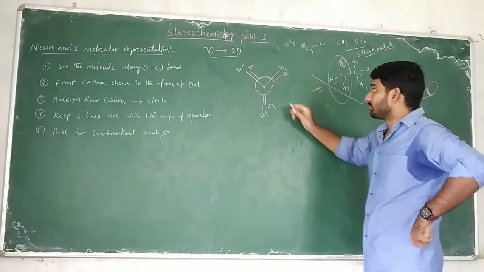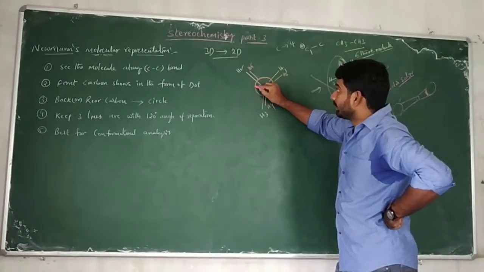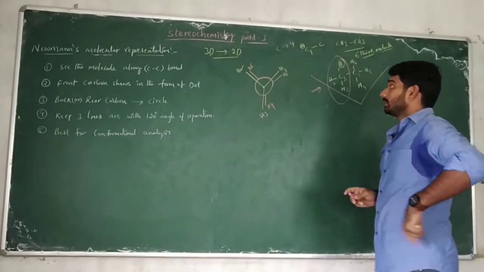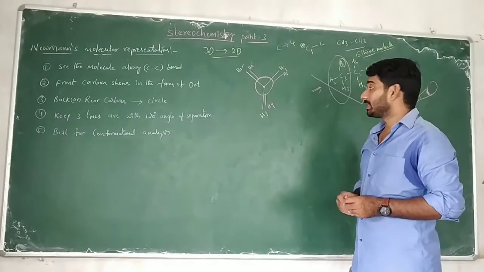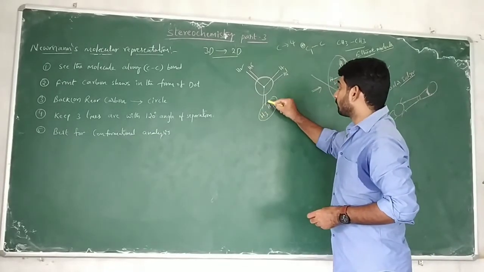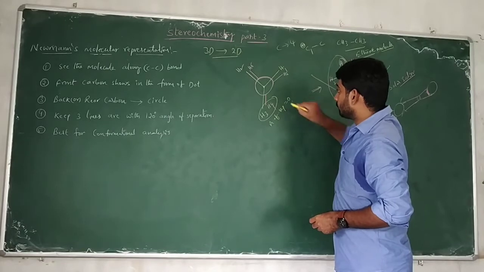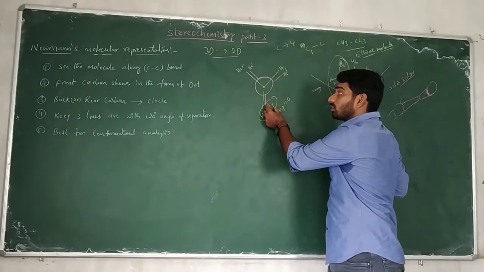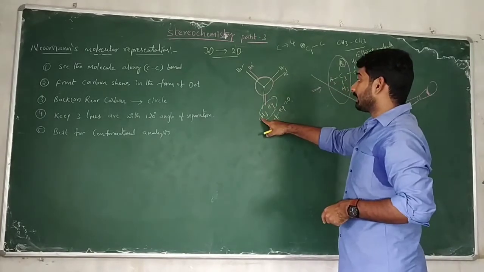Right. So what is the front carbon here? First carbon C1, this dot. What is the second carbon here? The circle carbon is represented with the rear carbon. Right. Next, we are talking about the bond angle. The angle of separation between H3 and H4 is equal to 0 degrees. That means H3 is overlapped with H4.